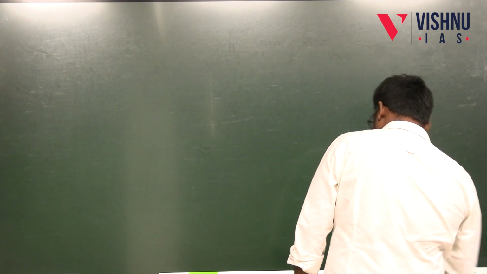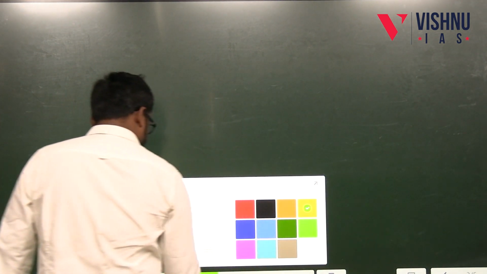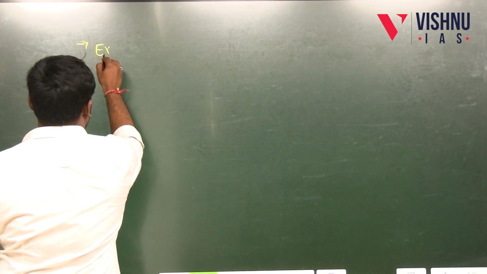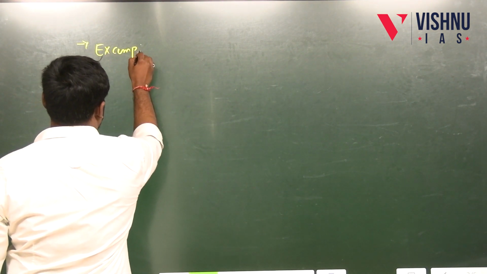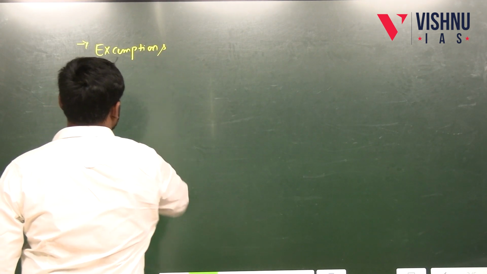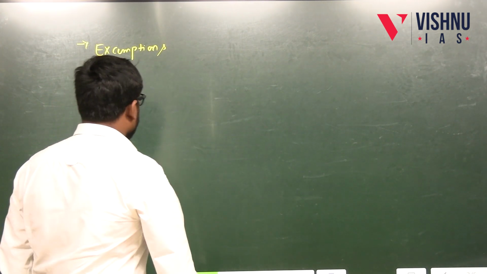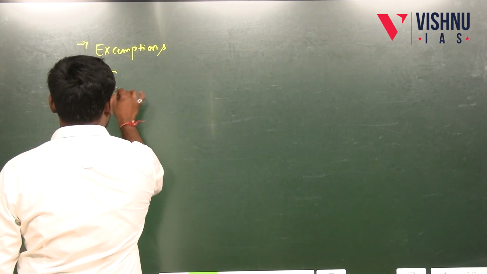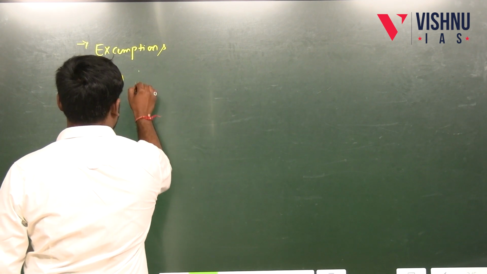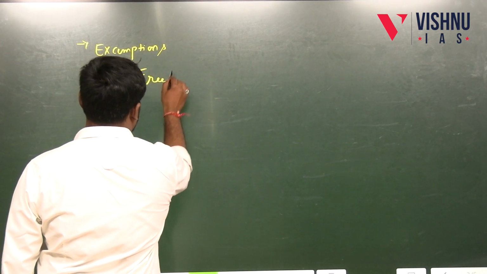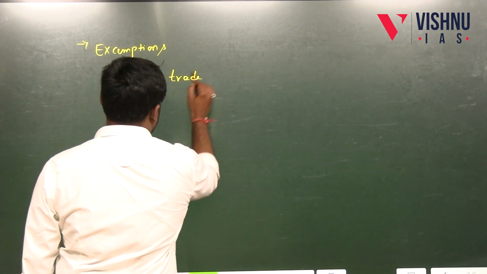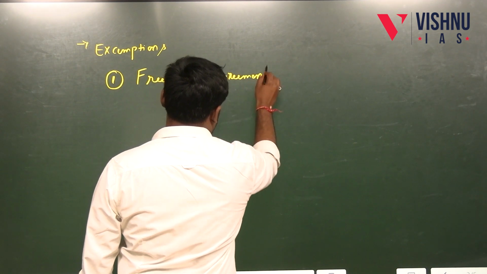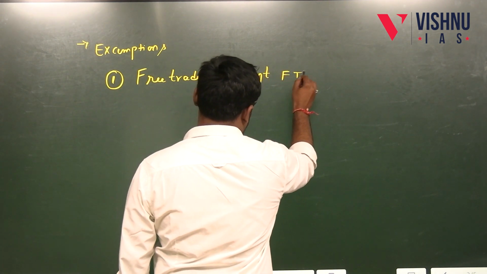Students, but there are certain exemptions under this most favored nation treatment principle. So what are those exemptions? So the first one here is free trade agreements. Free trade agreement, okay, FTAs.